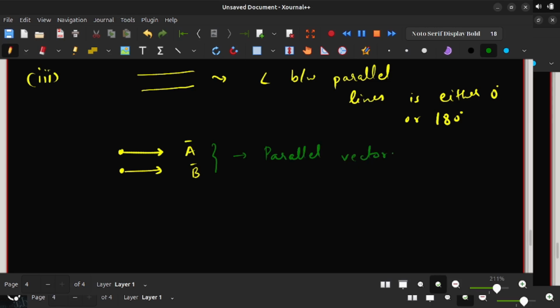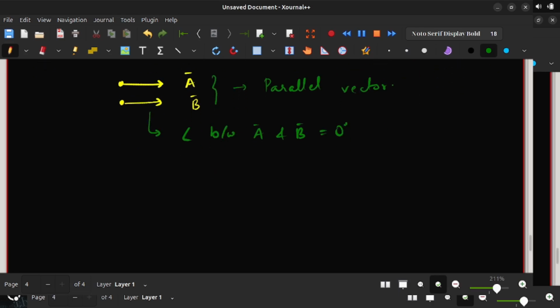If I put the tail of B vector on the tail of A vector, then what will be the angle? The angle between them would be equal to 0, right? Angle between A vector and B vector equal to 0 degrees, right? For parallel vectors.